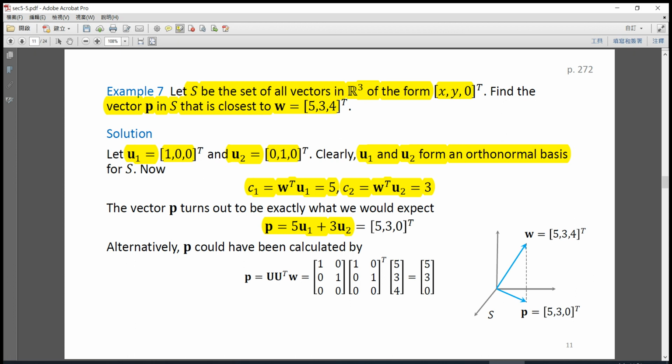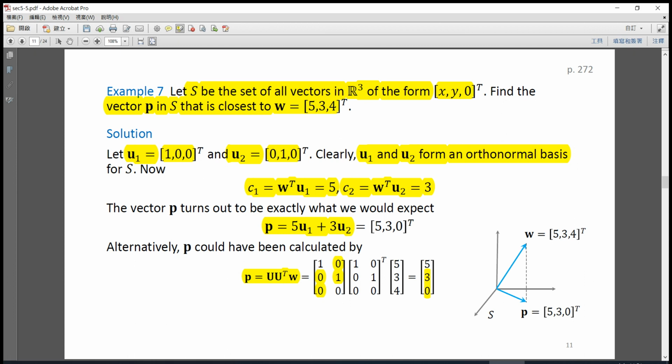Because the vector space is R3, we can also use Corollary 5.5.9 to compute the projection vector. From Corollary 5.5.9, we know P equals UU transpose W, where the first column of U is U1 and the second column of U is U2. After some computations, we obtain the same result.